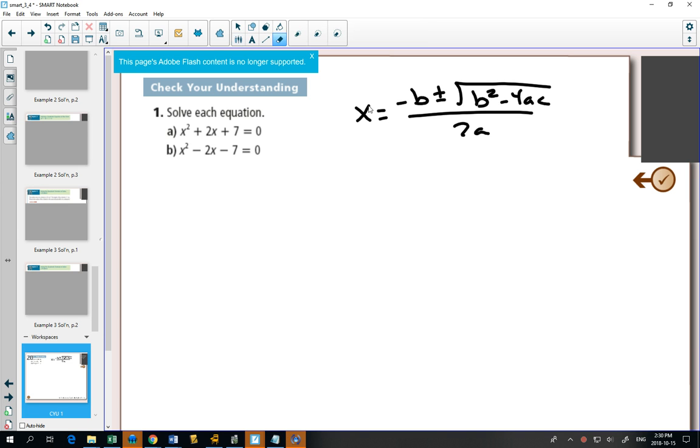Quadratic formula, that is a bad looking 2. Oh yes, there's a nicer 2.